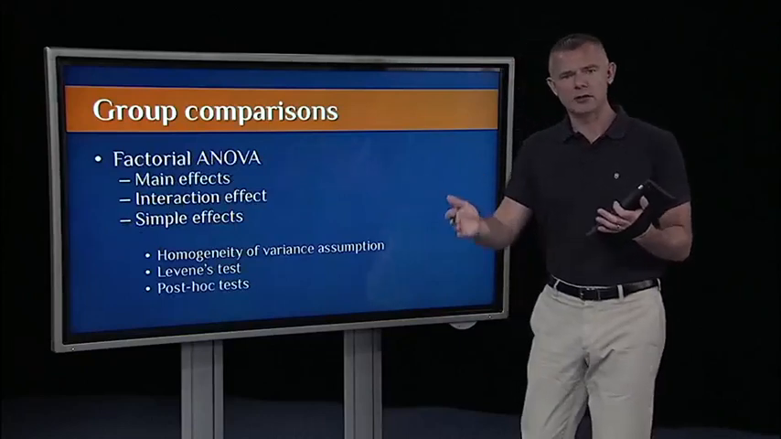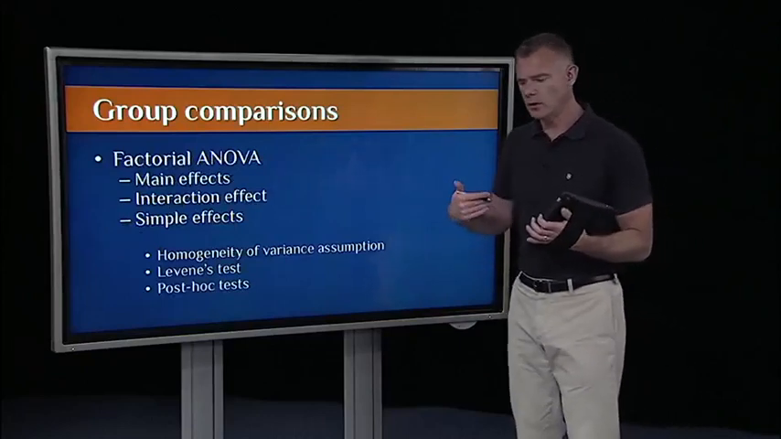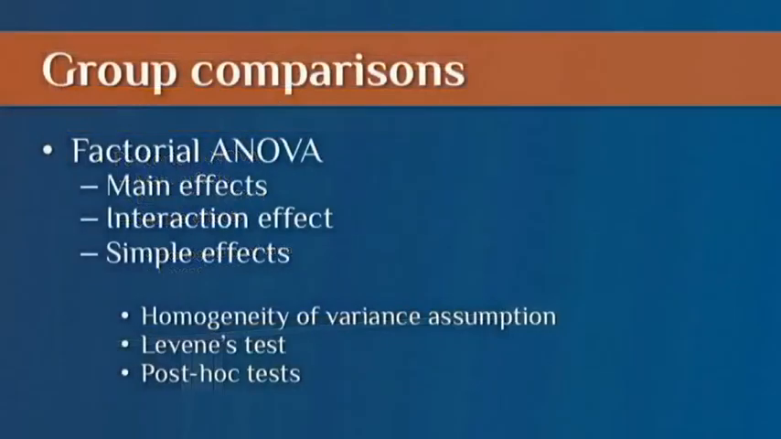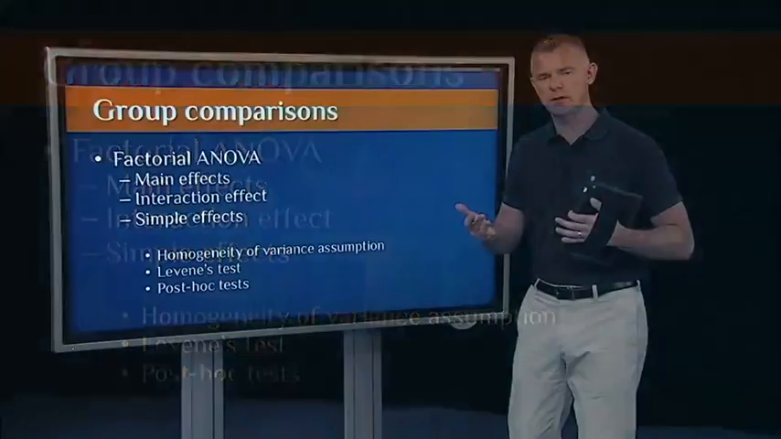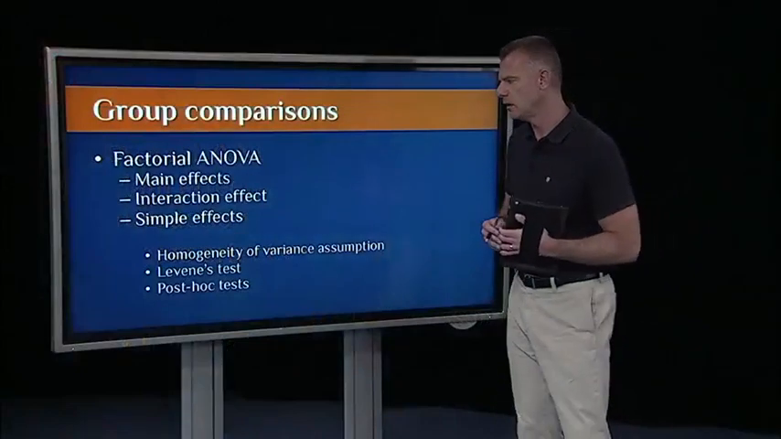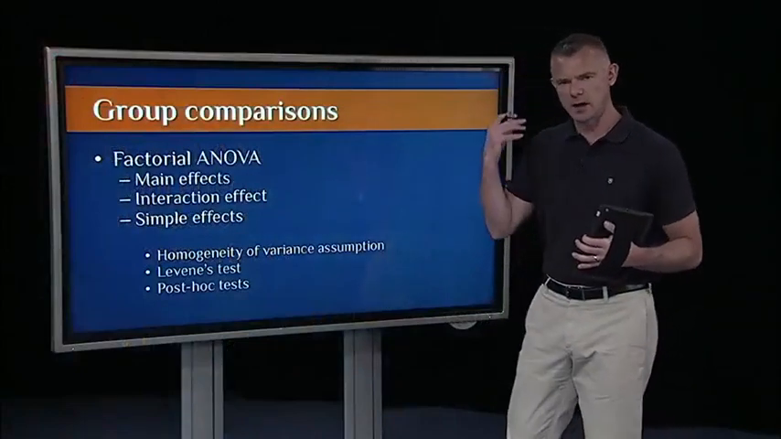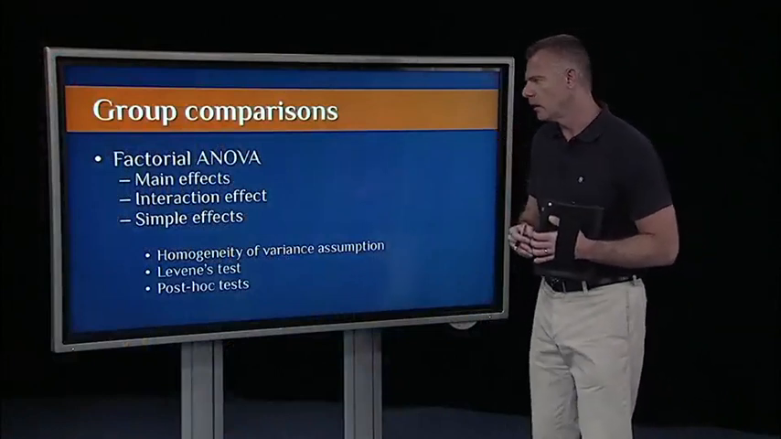From there, we went to a factorial ANOVA. Factorial ANOVA is where we're introducing more than one independent variable. And again, there could be multiple levels of each independent variable. The main example I used there was that driving difficulty example, with driving difficulty and conversation difficulty, looking at the effects of talking on a cell phone while driving.